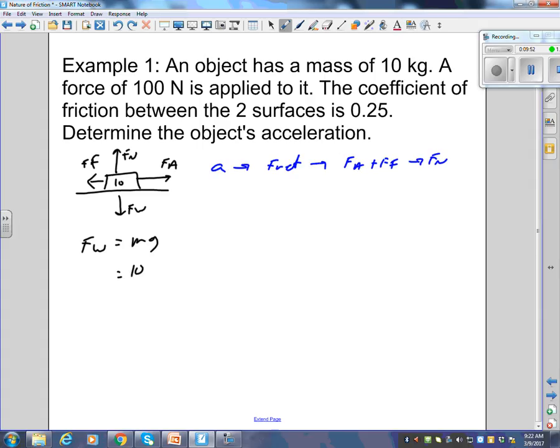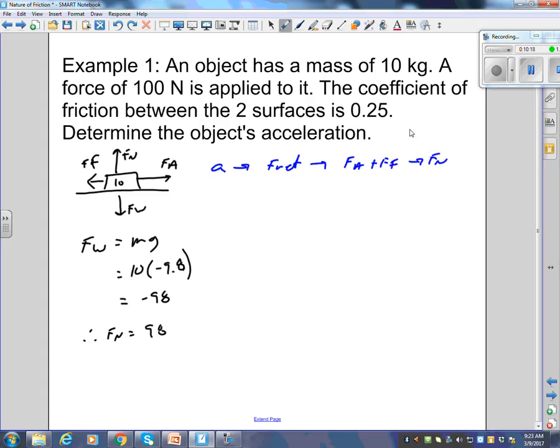10 times, now should I use minus 9.8? You can. Yeah, we're going to change it. You're right. Minus 98 is our weight force. Therefore, the normal force is 98. To be technically correct, we should leave it as negative and then change it to positive.